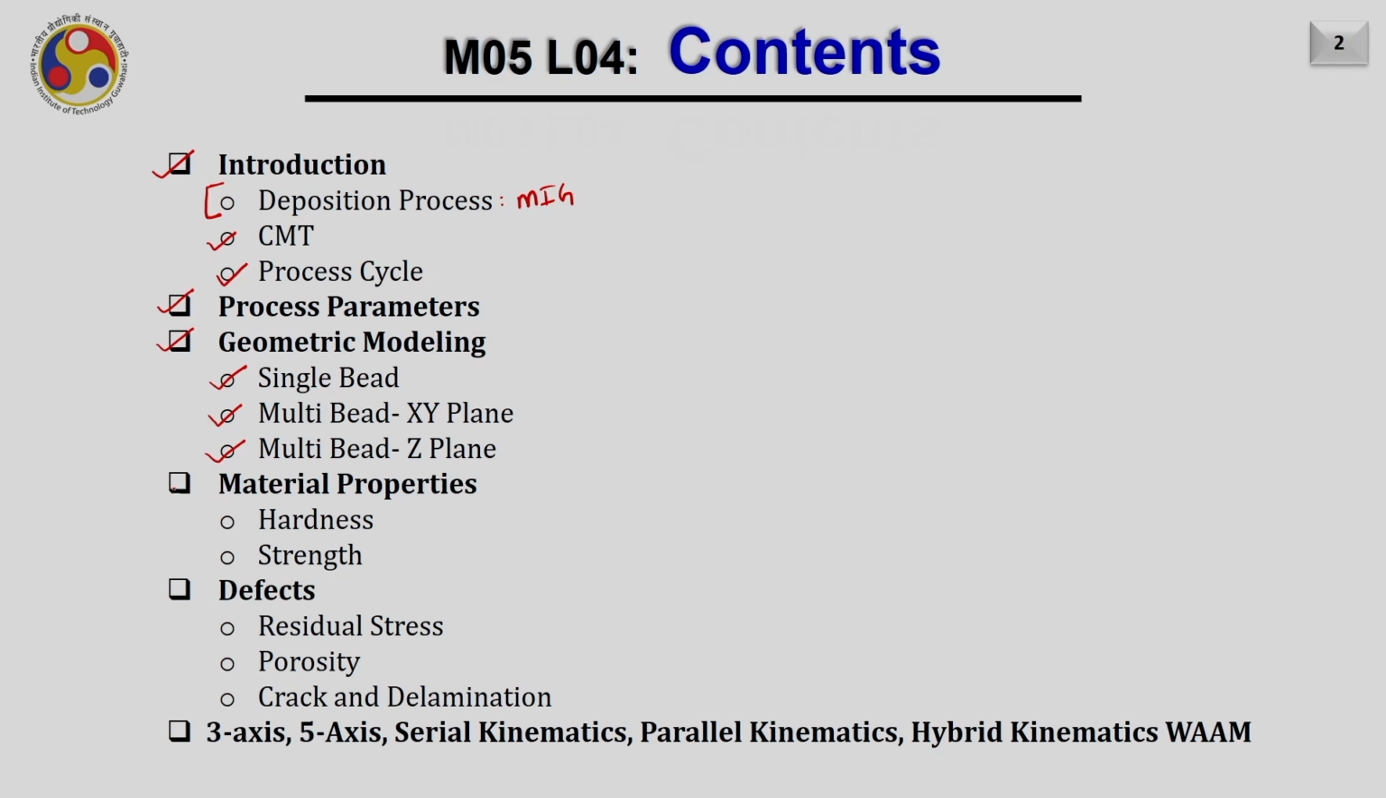Then we shall discuss about the material properties, that will include a brief discussion about the hardness and strength we obtain in the part fabricated by this process, and then the major type of defects which we usually get by WAAM. Those are popularly the residual stresses, porosity, crack and delamination. And then in the end, we shall discuss about the different variants of the 3-axis, 5-axis, serial, parallel and hybrid kinematics of wire arc additive manufacturing.